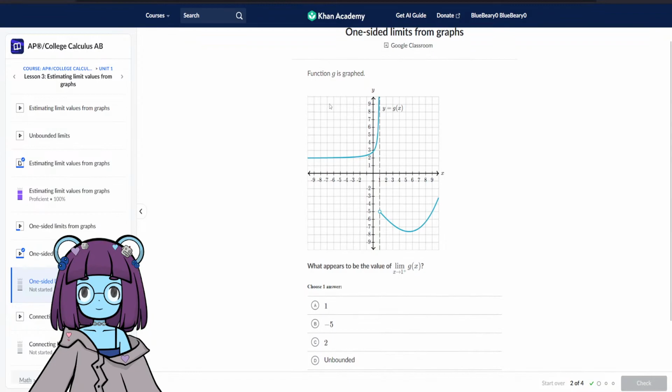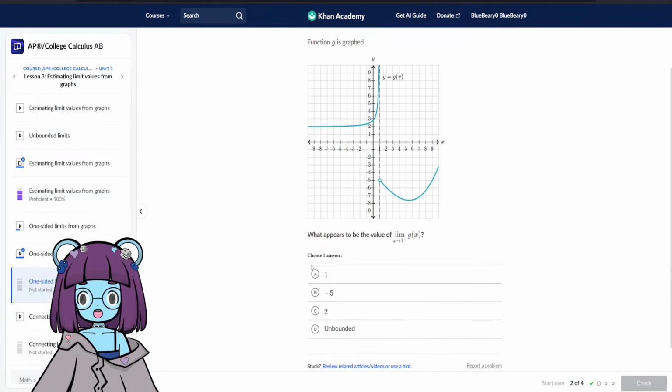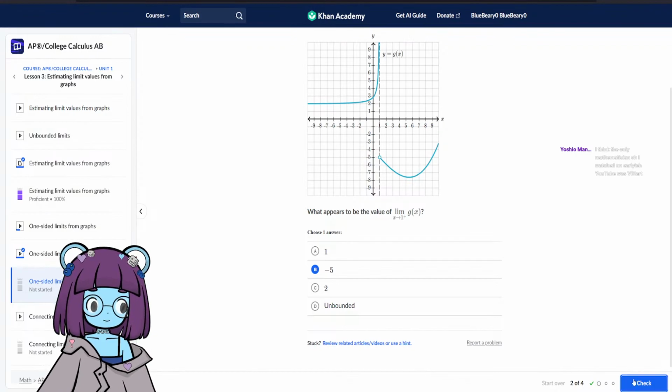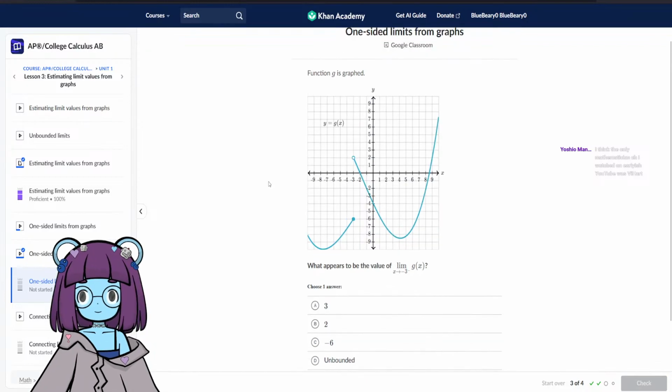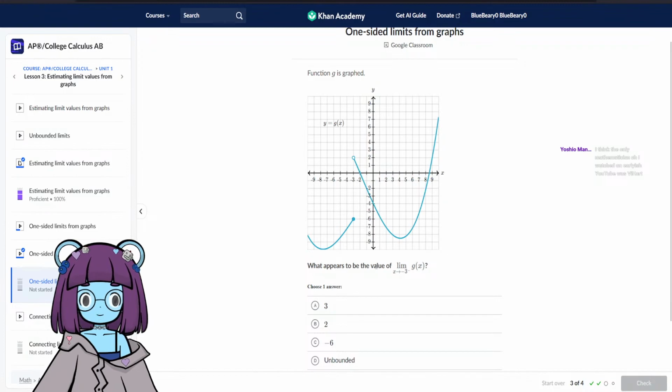Function g is graphed. What appears to be the limit of g of x as x approaches 1 from the right? Appears to be -5. What appears to be the value of the limit of g of x as x approaches -3 from the left? Go to the left side, find -3, and it is -6.